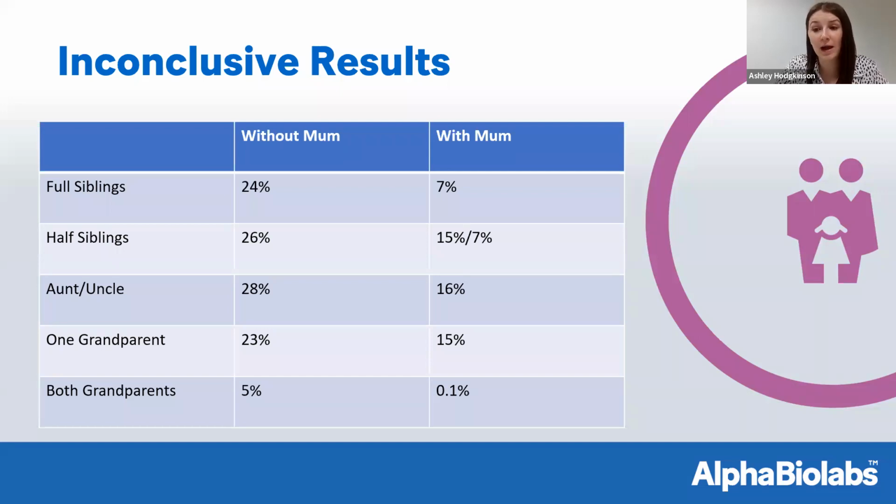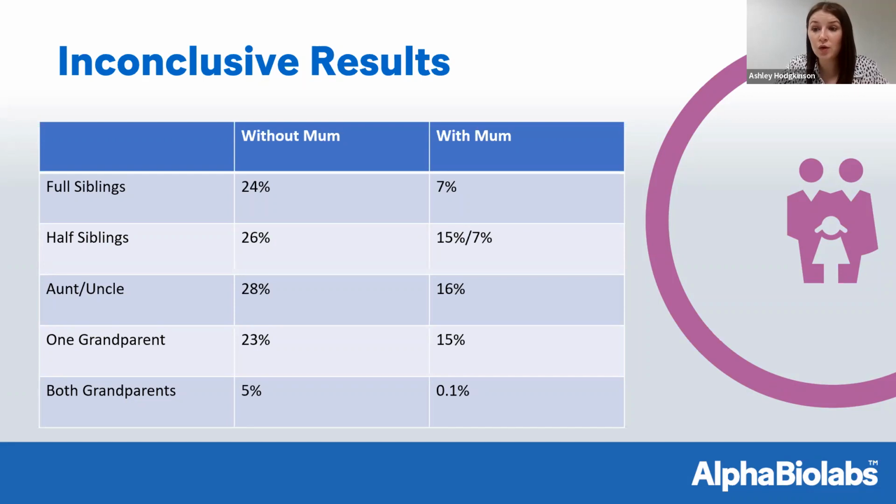Half siblings without any biological parents would be a 26% inconclusive rate. If one of the half siblings' parents is able to provide a sample, then it drops to 15%. But if both of the siblings' mothers can provide a sample, then it drops again to 7%, so on par with the full siblings. Aunts or uncles tested alone with a child is 28%. With the inclusion of mum's sample, it drops to 16%. One grandparent drops from 23% to 15%.